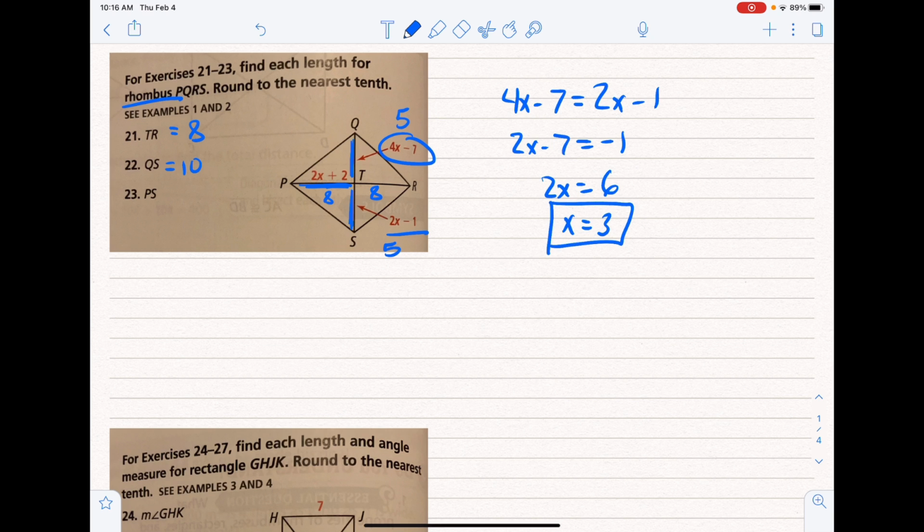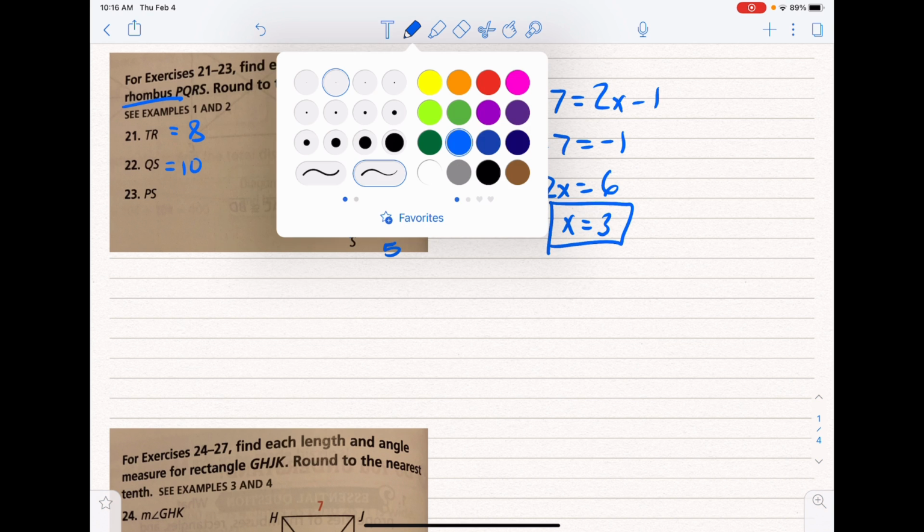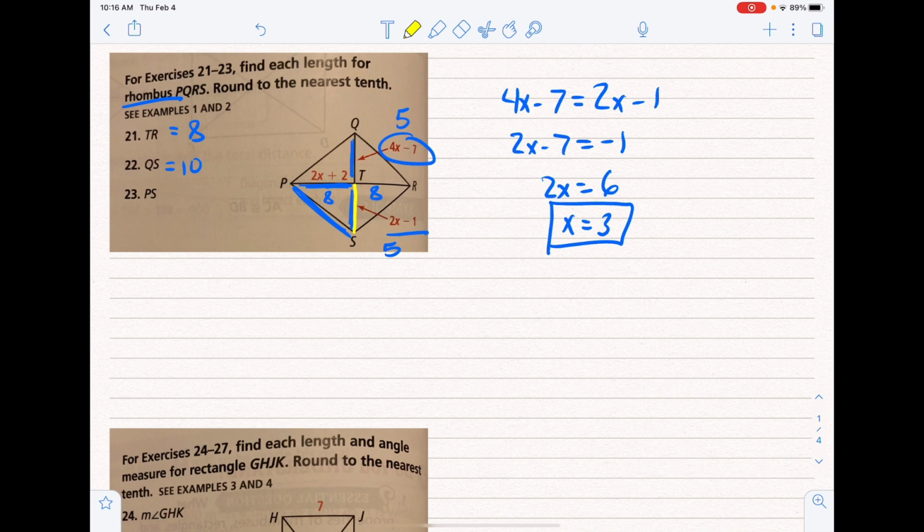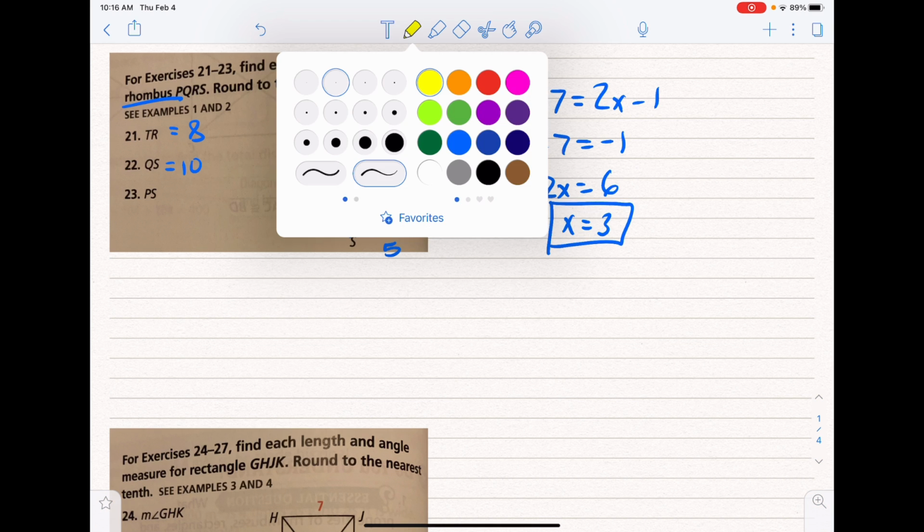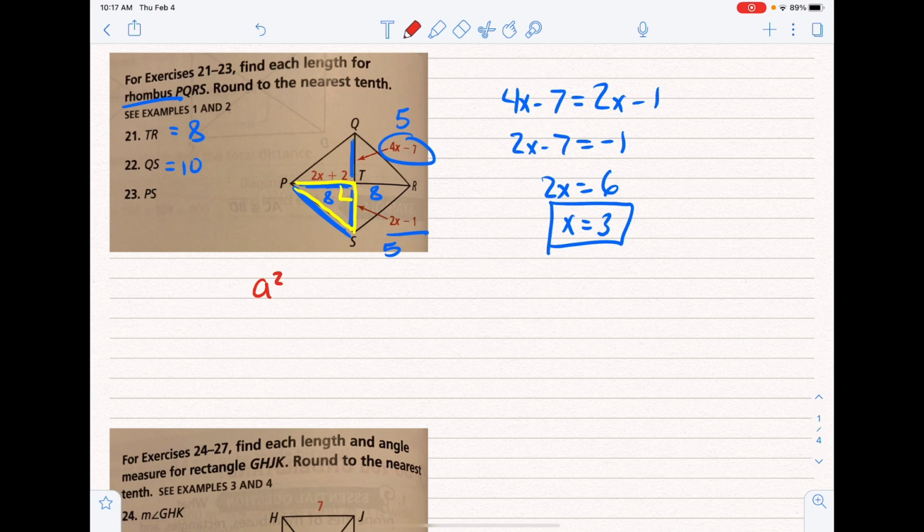But then it asks for PS, which is this part right here. You go, okay, so how do I figure out that? And hopefully you remember that we talked about that we have a right triangle here, and we can use the Pythagorean theorem, okay? We could say that we know that a squared plus b squared is equal to c squared. And we know that this always represents the c, the side opposite of that 90.